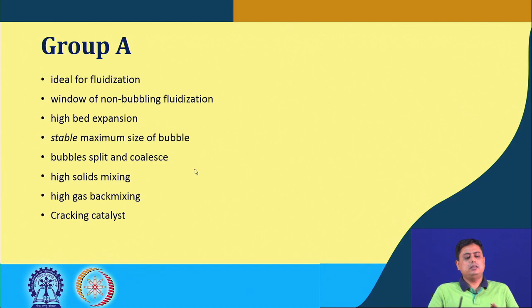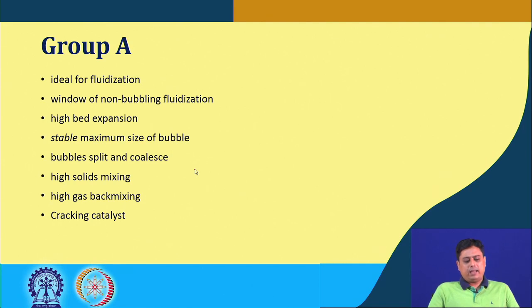So, there is the window of non-bubbling fluidization. In this case, the bed expansion is very high. We have high solids mixing, high gas back mixing. The examples of group A particles are the catalysts that are used in cracking operations in petrochemical industries.